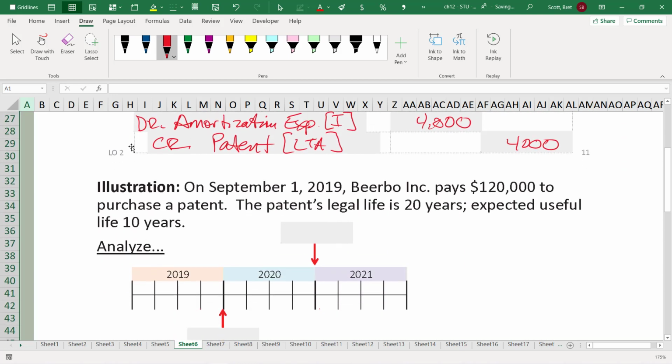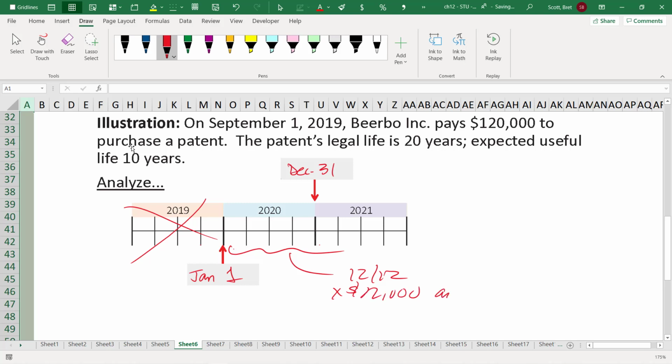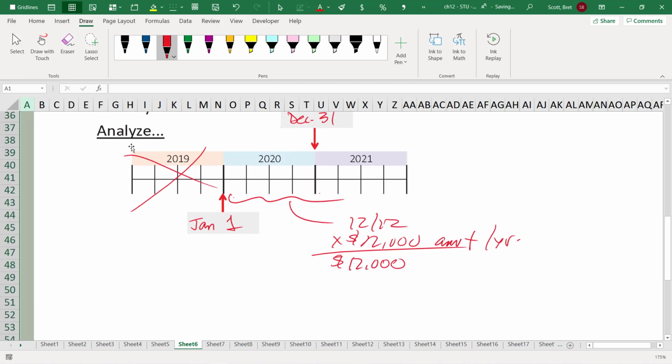What about the next year? So here we are now. It's roughly here. We're talking about January. Go ahead and say January 1 of 2020. Last year's done. And we're going to go to December 31st, right? And you already know the answer to this. 1 full year, that's 12/12 times $12,000, right? Amortization per year. So we're going to have the full 12,000 amortization expense at the end of 2020.